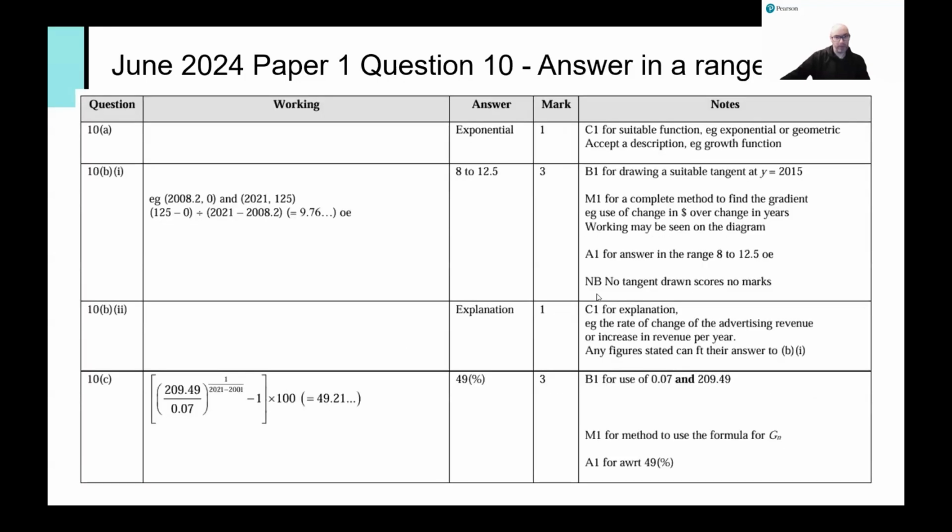Here's the mark scheme for that question. Again, we've got examples of suitable functions such as exponential or geometric was okay, or they even allow a growth function. So I need to draw a tangent for part B. Again, examples for explanations for part B2. And we're looking for 49% for part C.